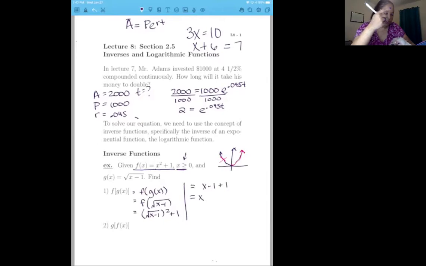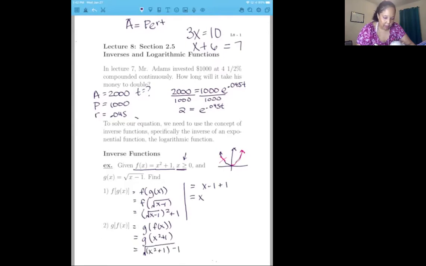Now let's go ahead and compose g composed with f. This time I'm going to take the function f and plug it into g. My function f is x squared plus 1, so I have the square root of x squared plus 1, minus 1. Plus 1 minus 1 gives me 0, so I end up with the square root of x squared. And if I take the square root of x squared, I get x.